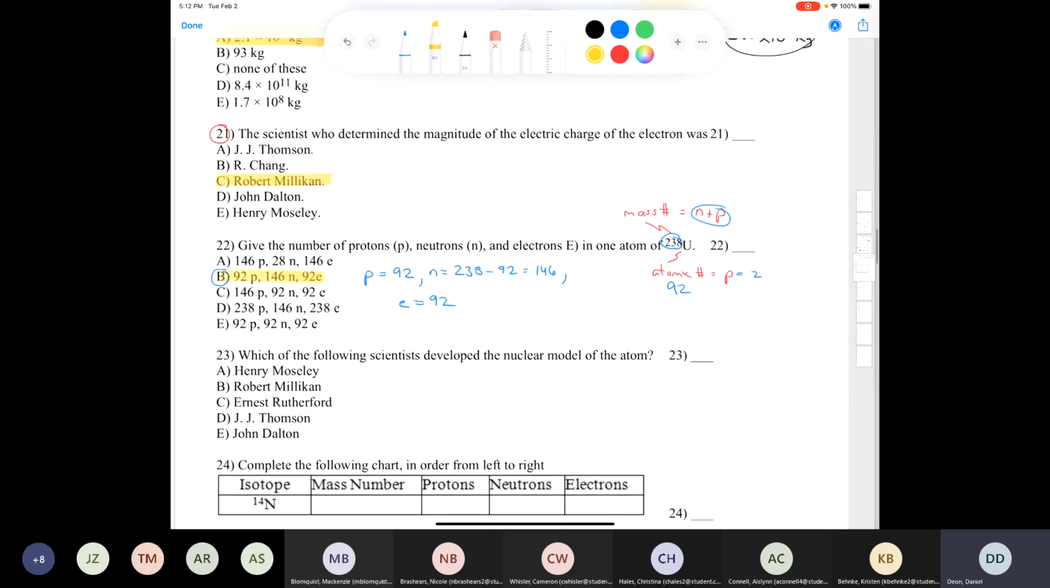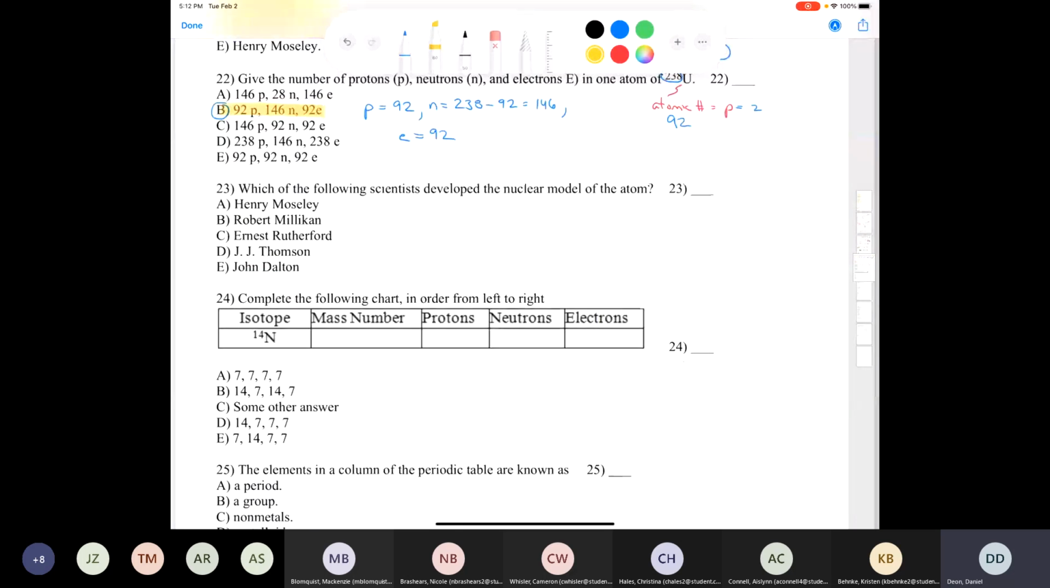All right, next one talks a little bit more about the history of the atom. And there's a very famous experiment that a scientist did to discover the nucleus of the atom, which is where it was determined that most of the mass and most of the density of an atom is actually in the center, in the nucleus. So that's what it's talking about, the nuclear model. Who discovered that the protons and the neutrons were found together in the nucleus? And that was Ernest Rutherford.